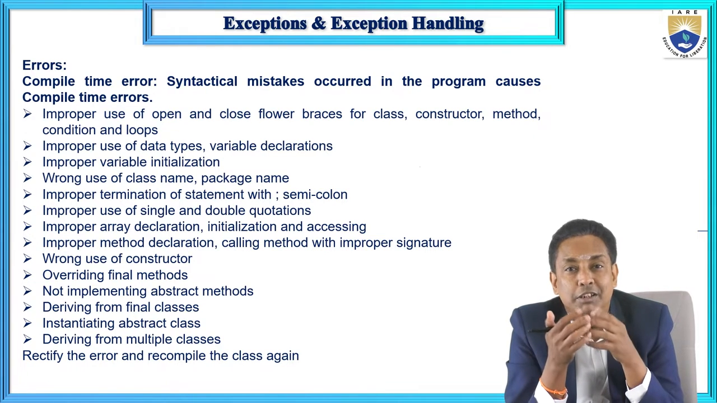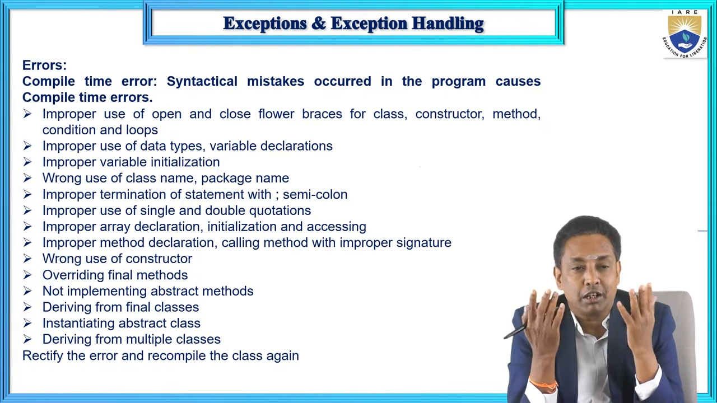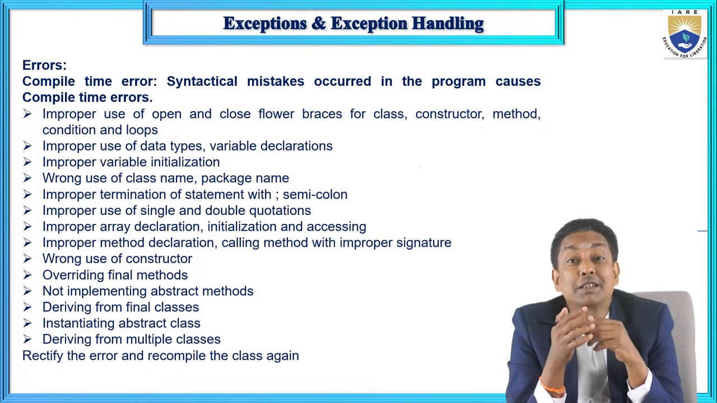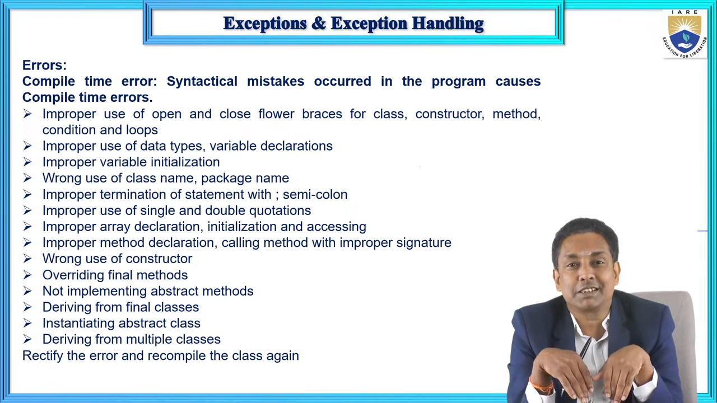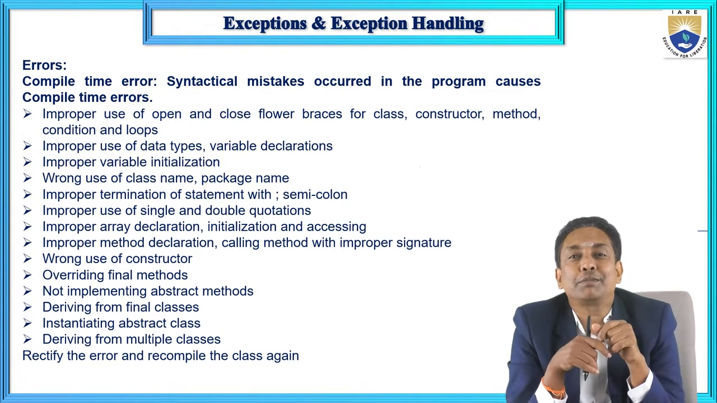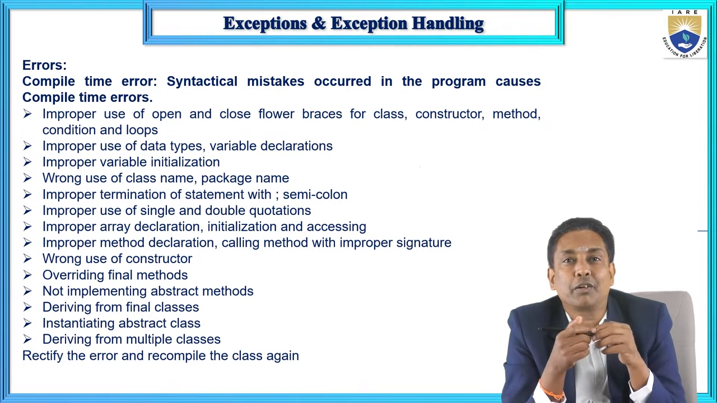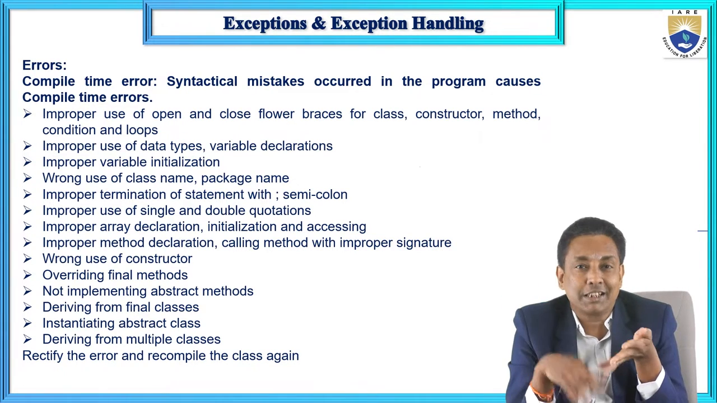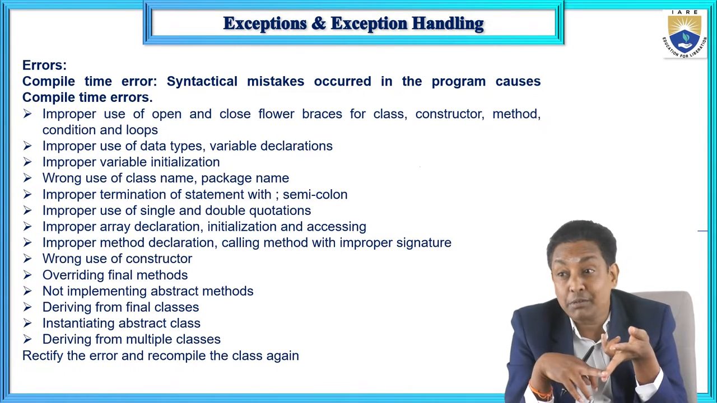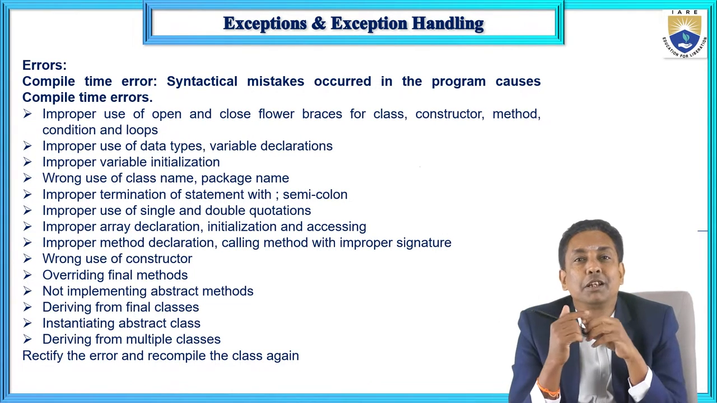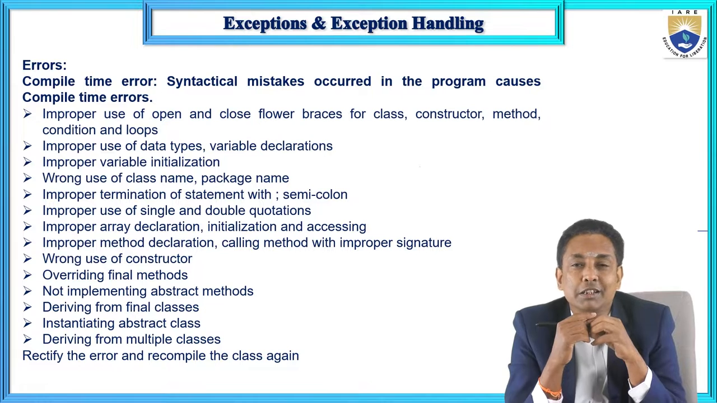Overriding final methods, that you should not do. You should not derive from final classes, and you should not override final methods. Not implementing abstract methods in subclasses is wrong, and writing an implementation for abstract methods is wrong. Instantiating abstract classes and deriving from multiple classes should not be done. Java supports only multi-level inheritance, not multiple inheritance.